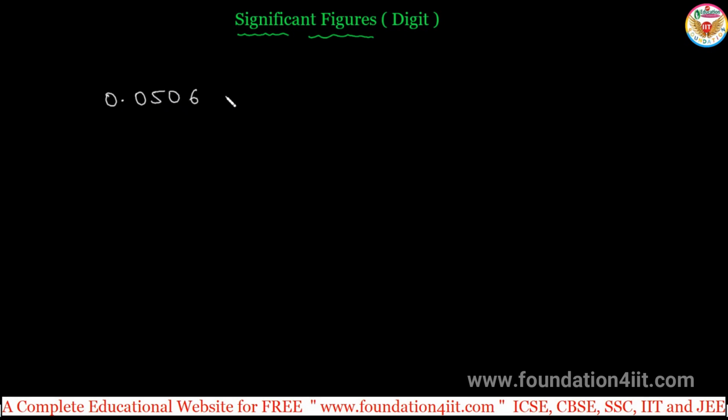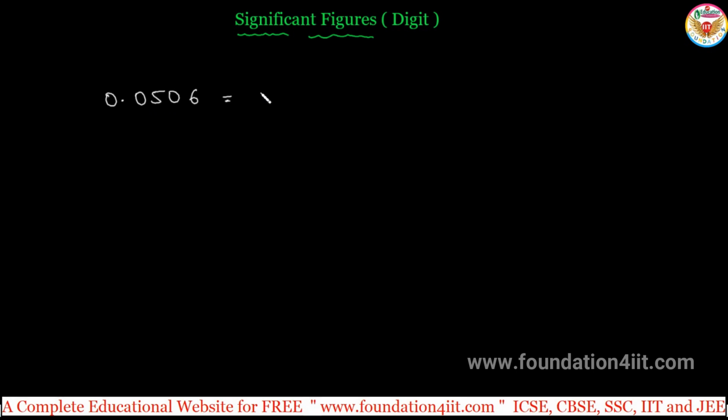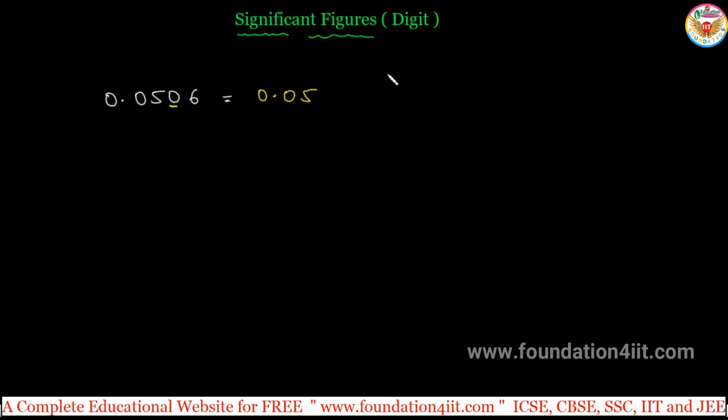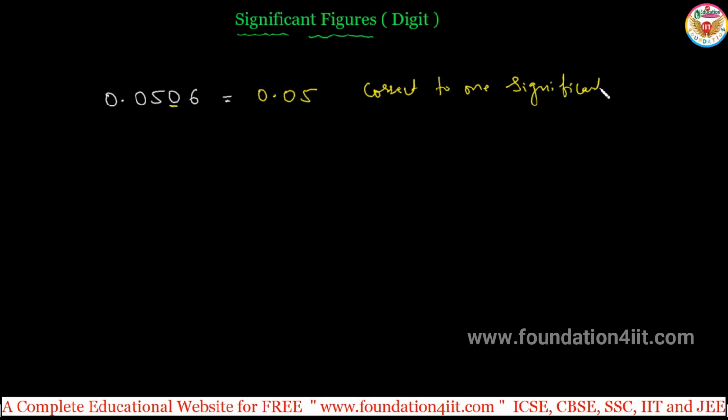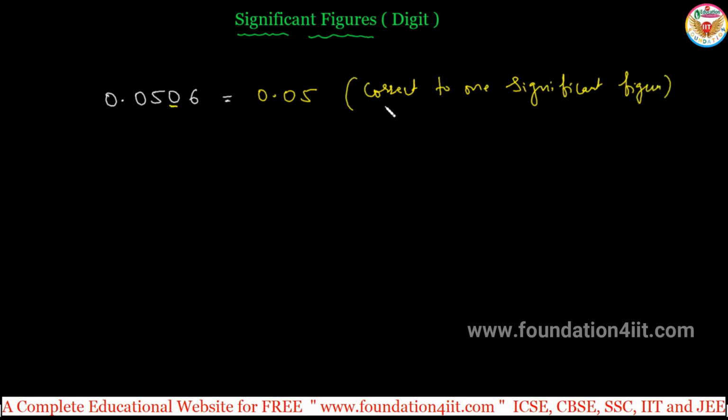0.0506. Now this is correct to one significant figure. One significant figure means the starting zeros will not be counted. The first number is 5 itself. The next place is 0, which is less than 5. So 0.05 is the answer correct to one significant figure.